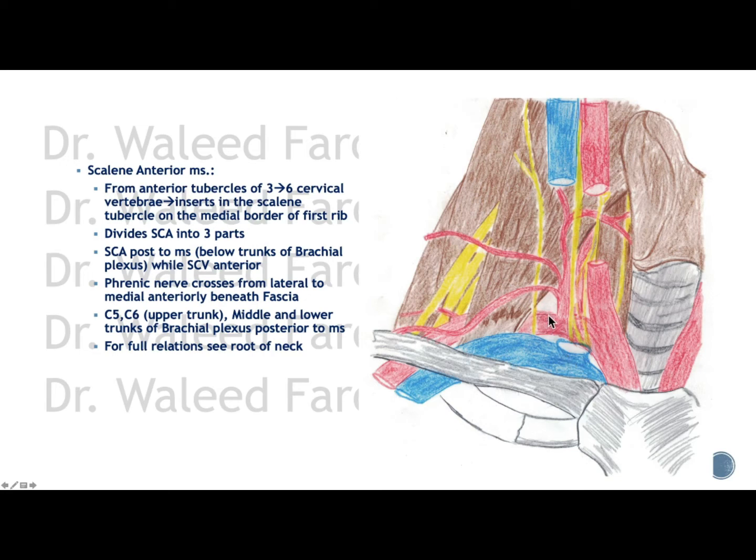Now, note that the subclavian artery passes behind the muscle. It makes a groove on the first rib. It's the groove for the subclavian artery. Now, this anatomical relation divides the artery into three regions.